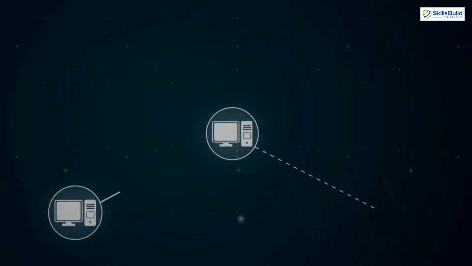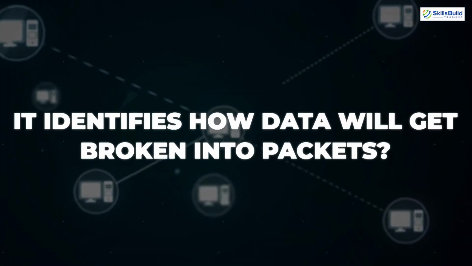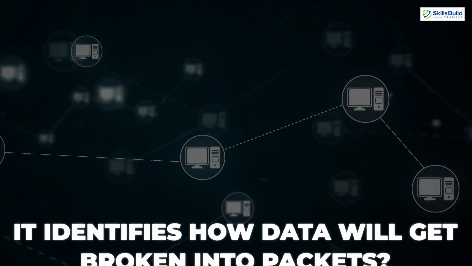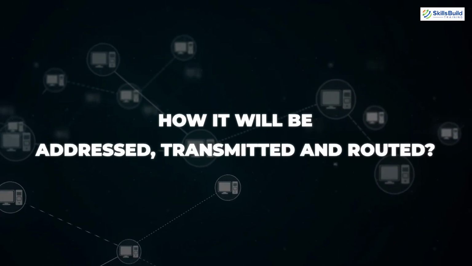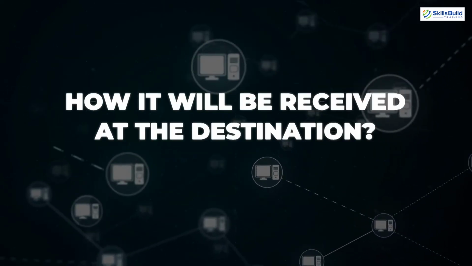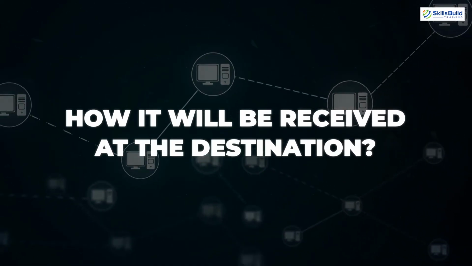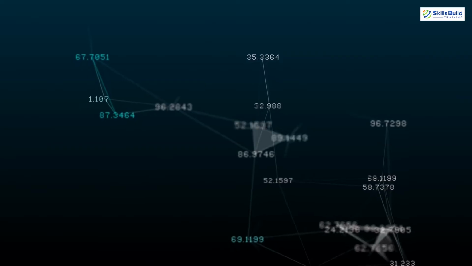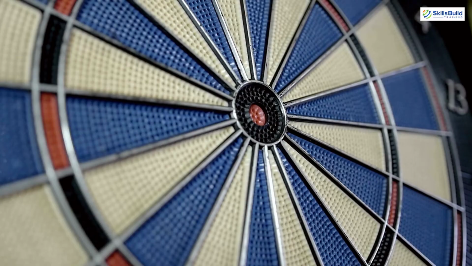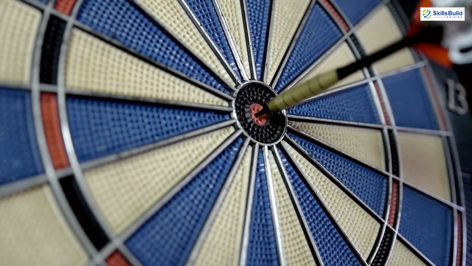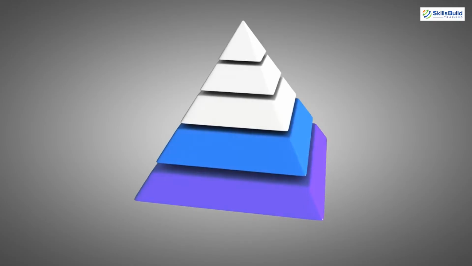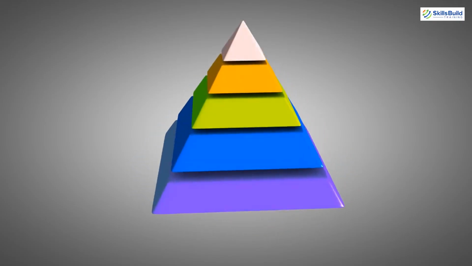And with the help of end-to-end communication, it identifies how the data will get broken into packets, then how it will be addressed, transmitted, routed over the network, and how it will be received at the destination. If we say the main emphasis of TCP/IP is to ensure and maximize accuracy, it would not be wrong. To make sure that it gets the accuracy, there are a lot of steps involved in it.